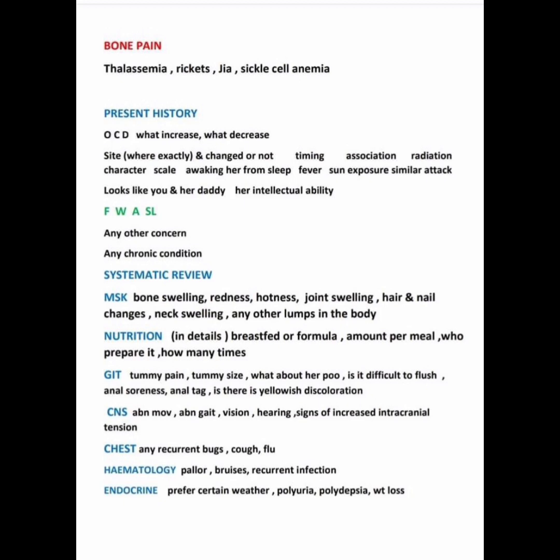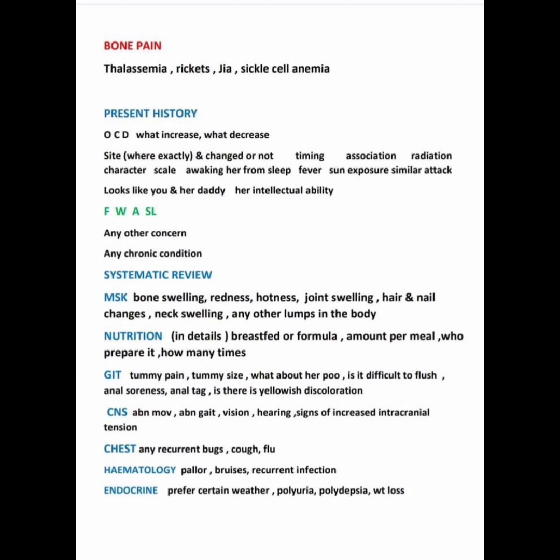Next we check the CNS, central nervous system, any abnormal movement, abnormal gait, vision, hearing, whether the vision and hearing are normal. Signs of increased intracranial tension like vomiting, nausea, these are the features. Headache. Chest, for chest any recurrent chest infection, cough, flu. Hematological, we can check whether the bone pain has any pallor, bruises, recurrent infections. And endocrine, we ask whether the bone pain is with polyuria, polydipsia, and weight loss.